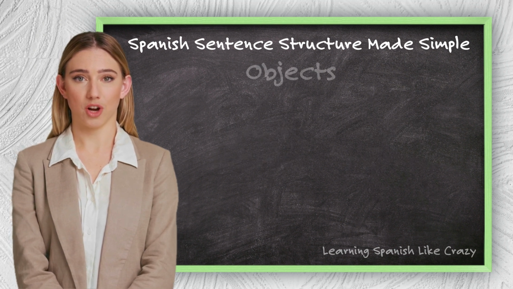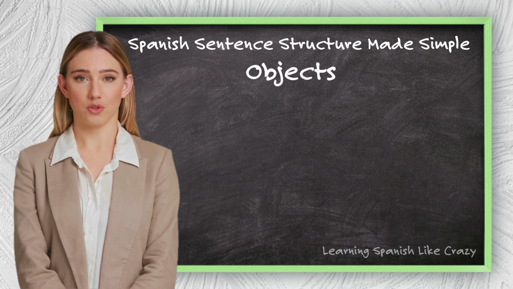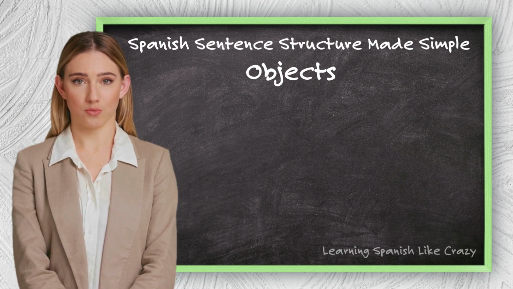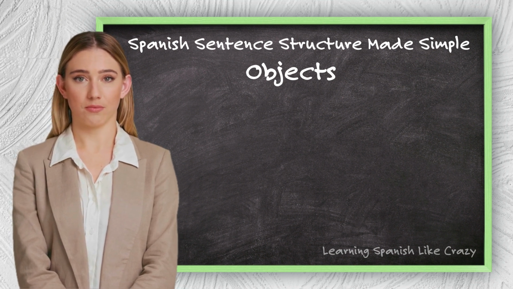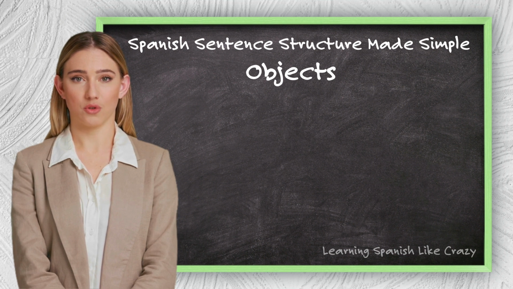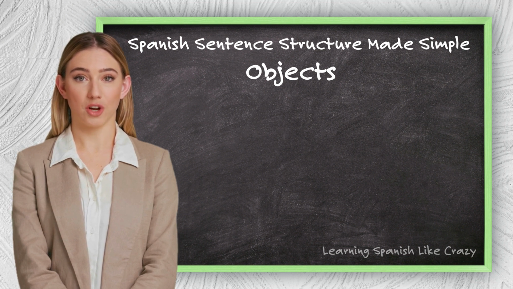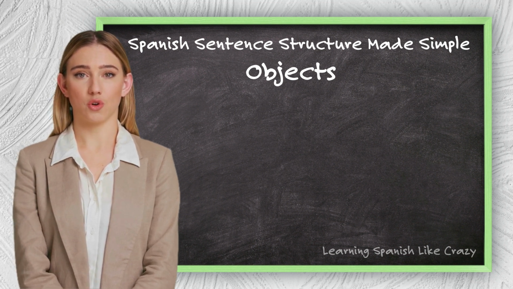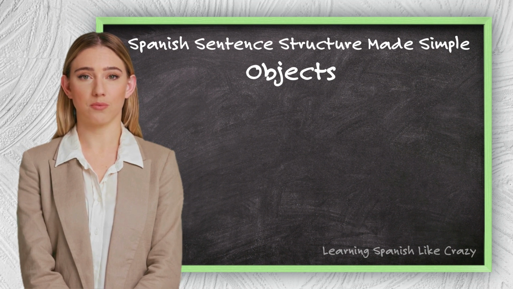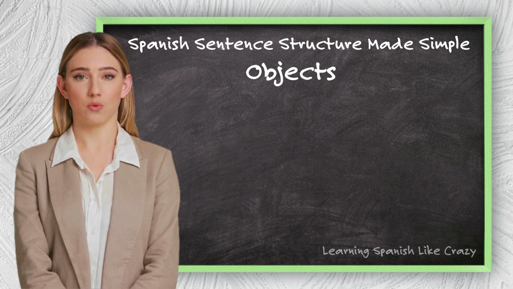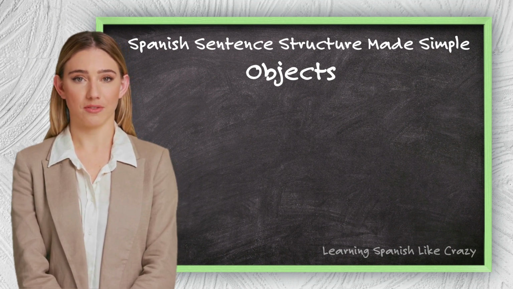Now, let's talk about objects. An object is the recipient of the action performed by the subject. In simple terms, it's the person or thing that is directly affected by the verb. In Spanish, we have direct objects and indirect objects, which help us express who or what is receiving the action of the verb. Direct objects are the recipients of the action directly.